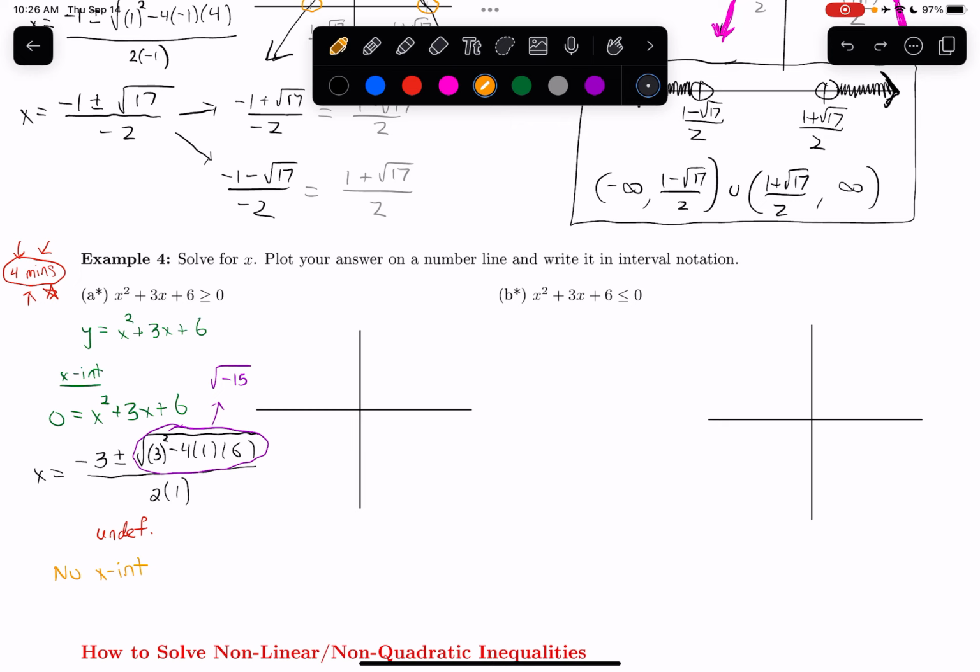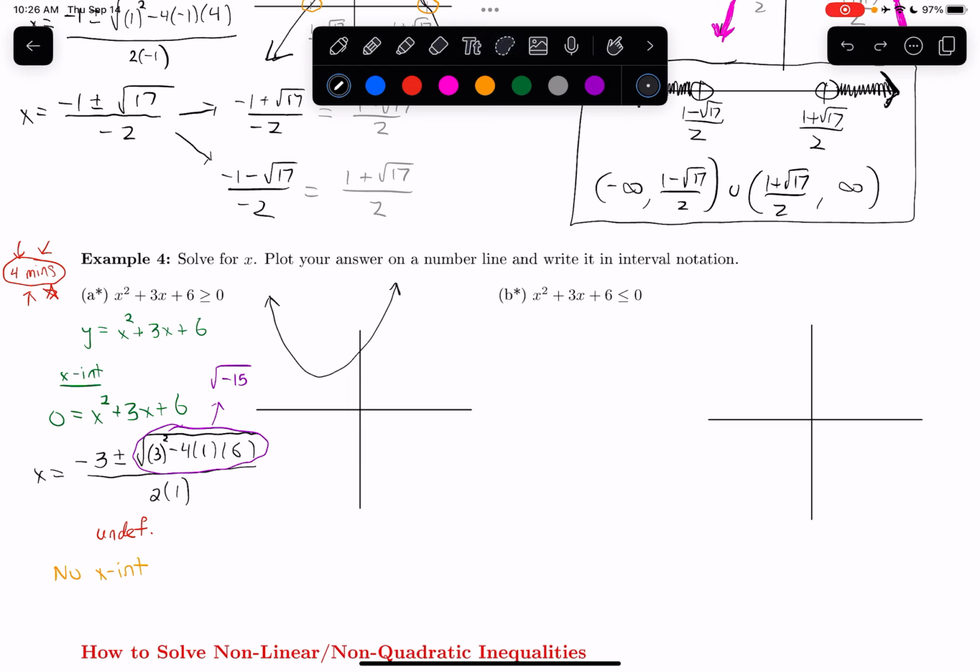Okay, is it upward or downward facing? Well, the leading coefficient is technically a 1. So it's an upward-facing parabola, and there are no x-intercepts. What that means is the whole graph is above the x-axis. Because it has no x-intercepts, I know the whole thing is above the x-axis. If it had been below, eventually it would have crossed. But I know from my algebra that it couldn't have crossed, because I got no x-intercepts.